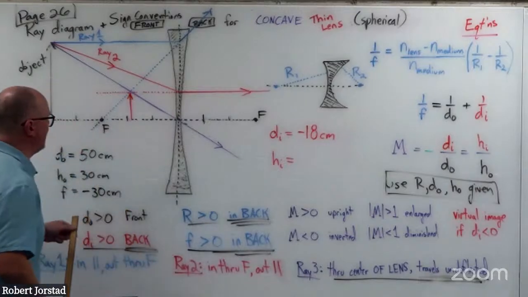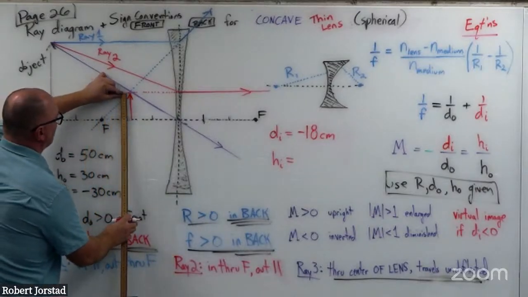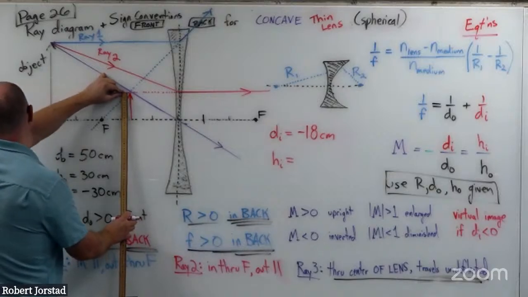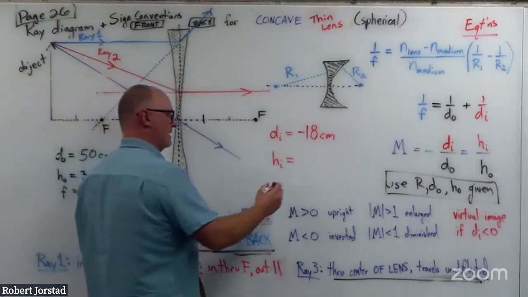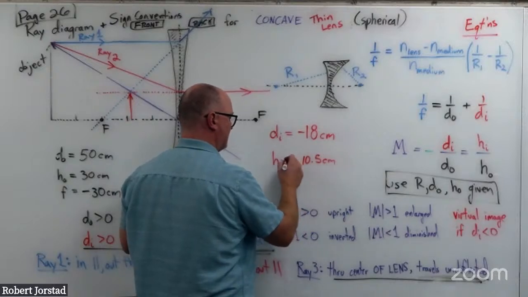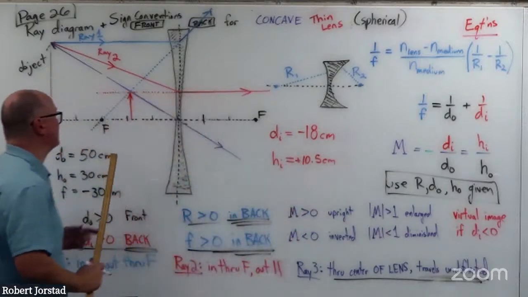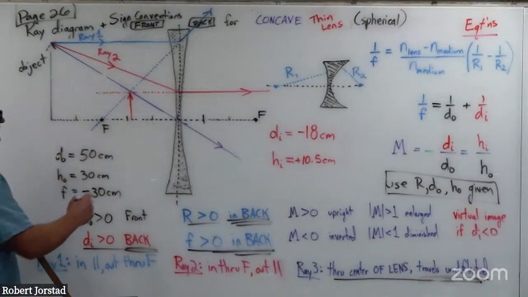And then what's the height of the image? Think, is it positive or negative? It's positive. I got about 10 or 11 or something. I don't know, that's pretty close. I got about 10.5 centimeters, let's say. And that's positive. It's positive because it's on the same side of the optic axis as the object. So there's my image.